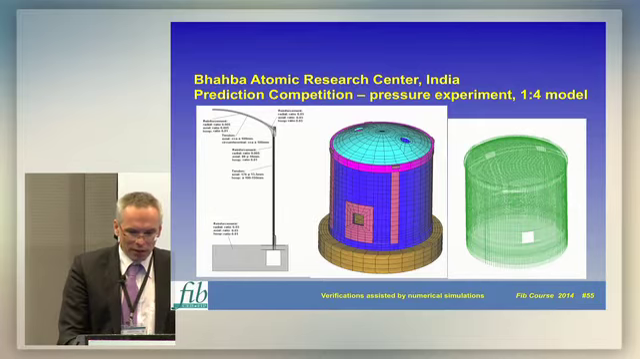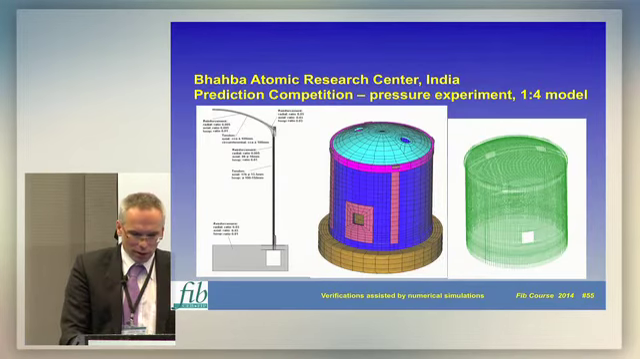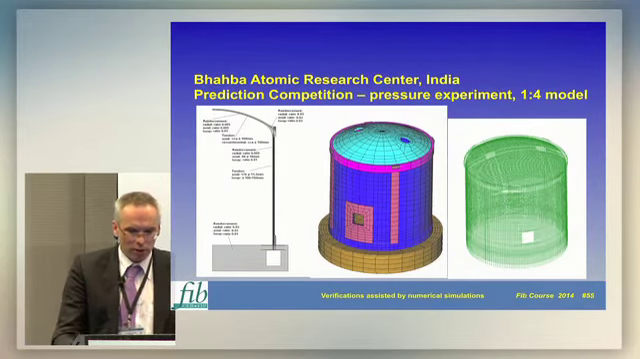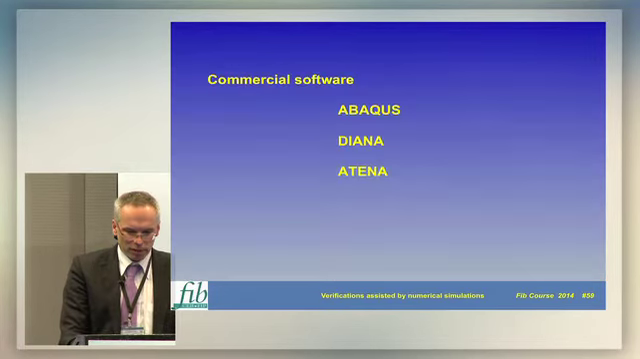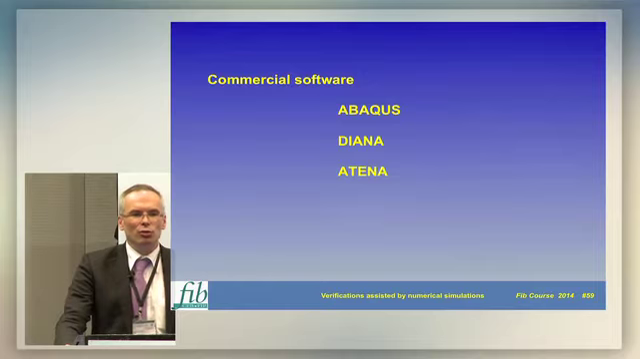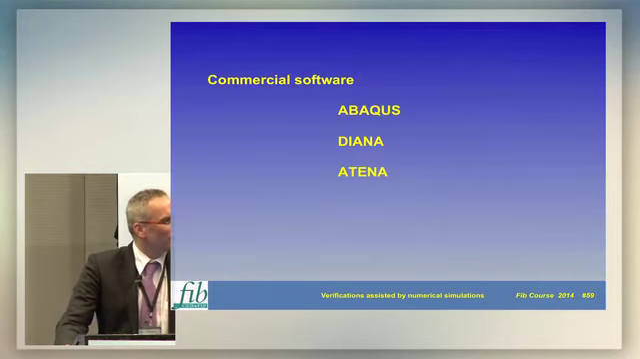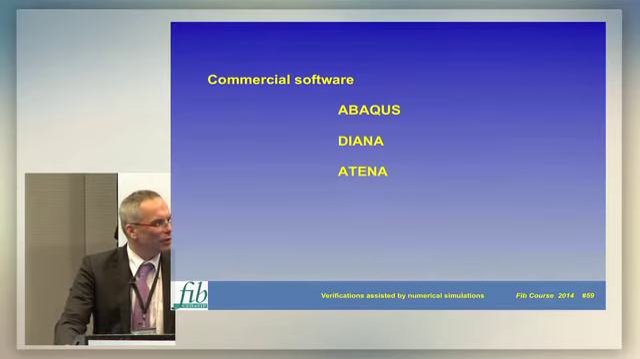Also we participated in a round-robin analysis, which is now being organized here in India, at Bhabha Atomic Research Centre. They built this containment, which is a 1-to-4 model, and they are now organizing a round-robin analysis of this. But as far as I know, their idea is to bring it up to failure. But this so far has not been achieved, and I think Dr. Joklekar had some presentation about that during the conference.